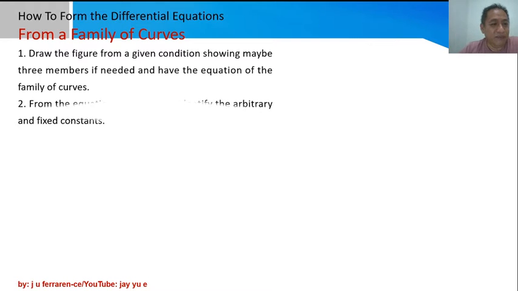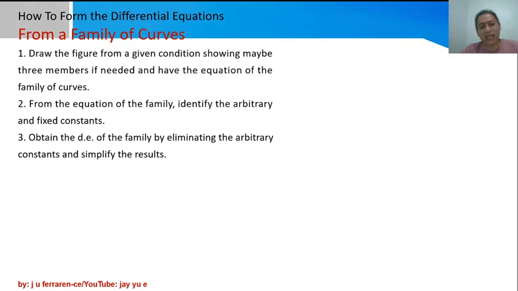From the equation of the family of curves, you have to identify which constant can be classified as arbitrary and which constant can be classified as a fixed constant. Now, obtain the differential equation by eliminating the arbitrary constants and simplify the results. To recall, we have two types of constant.